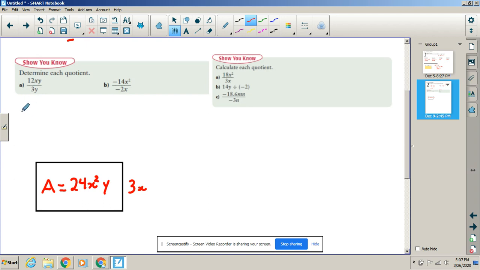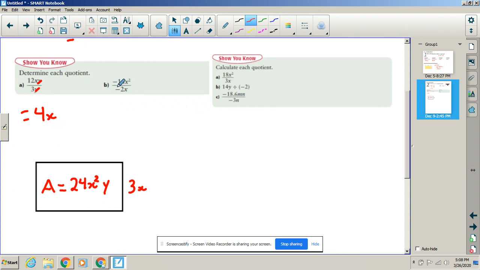So A, 12xy divided by 3y, again I divide the coefficients, 12 divided by 3 is 4. X, there is nothing to divide the x by, so it just stays as x, and y divided by y, they cancel each other out, and so my answer should be just 4x.